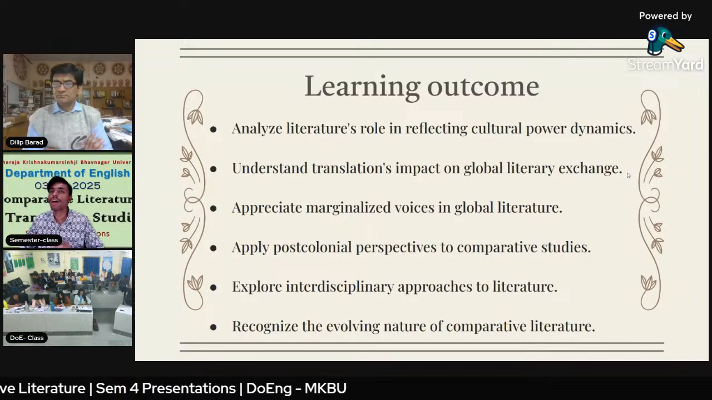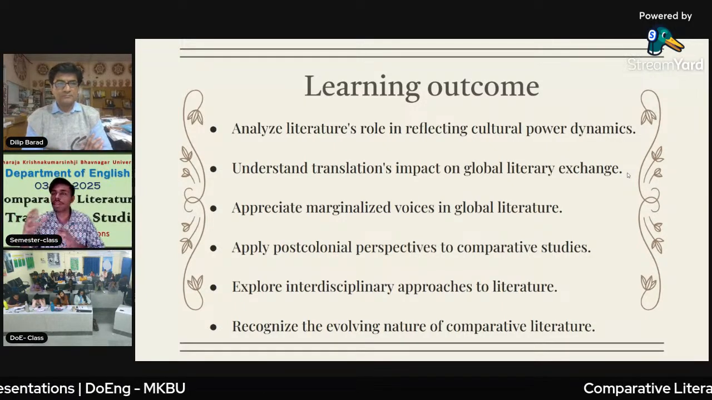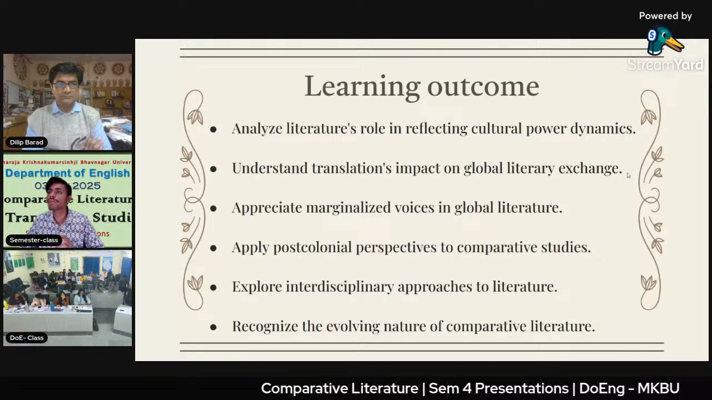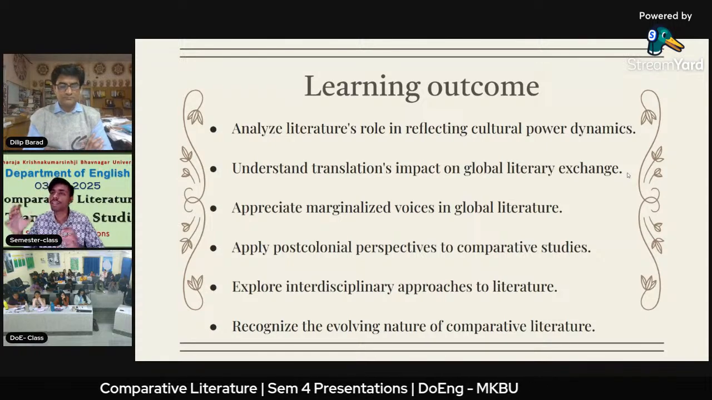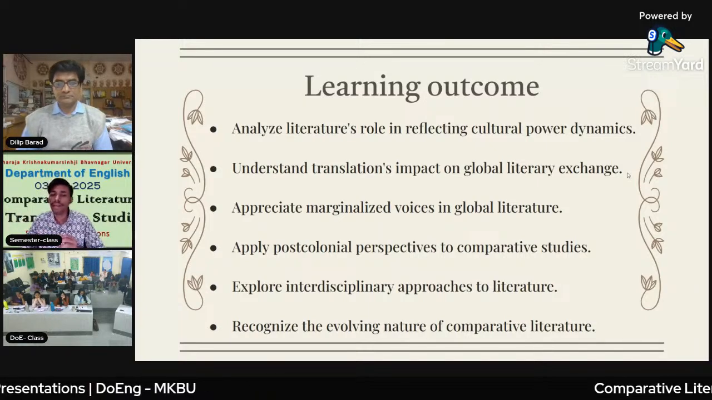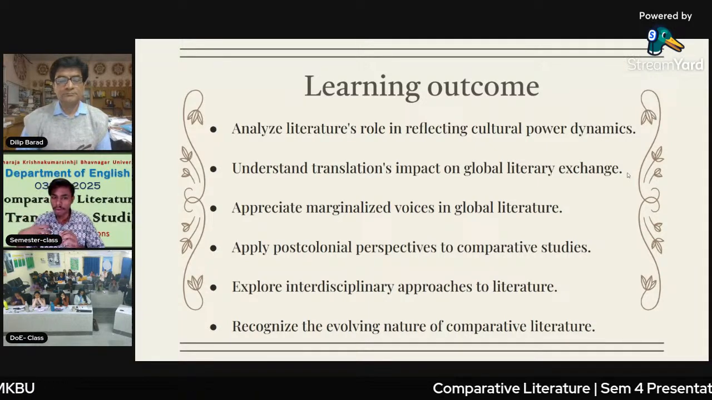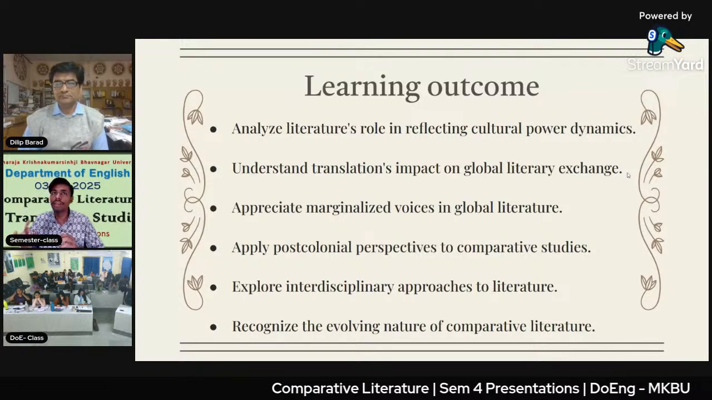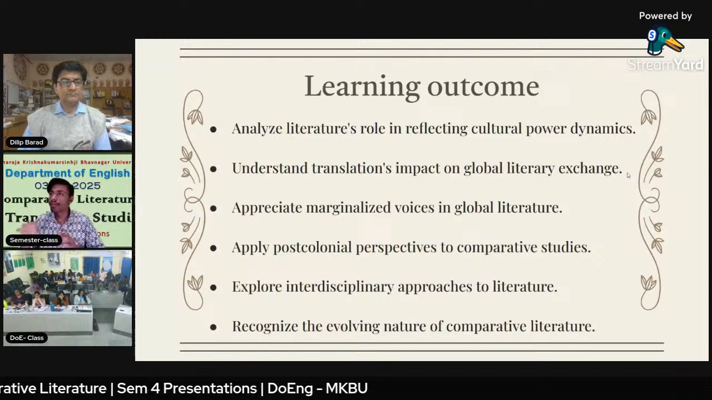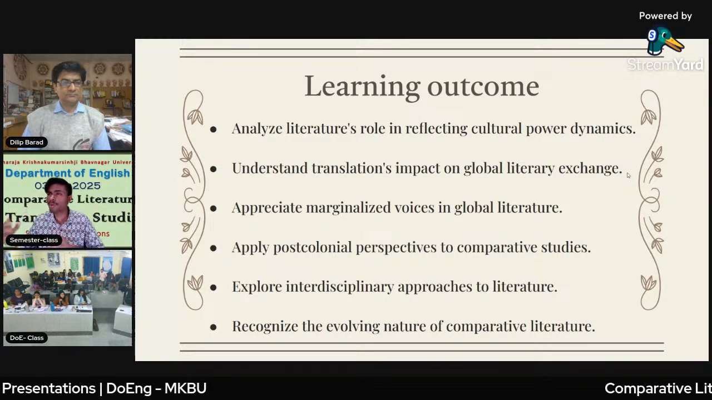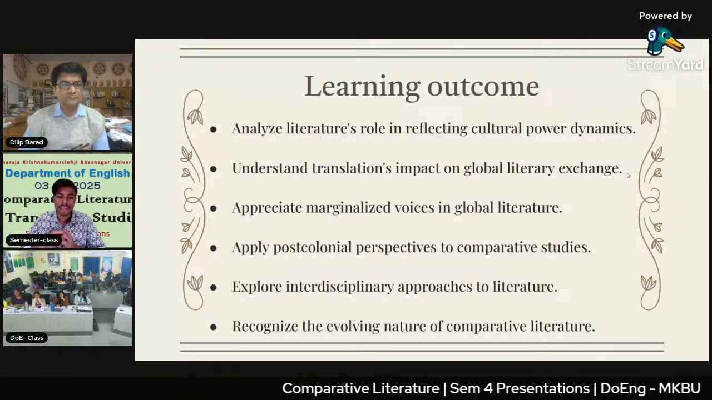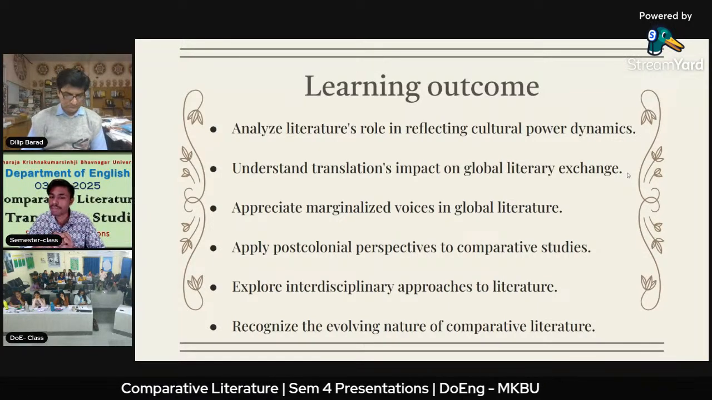Also, we find out that a lot of writers and authors are mentioning the literature, how they understand it, how they're suggesting their point of view as well, applying the post-colonial perspective to comparative study. As I understand about this, mostly we are not talking about post-colonial things, but when we come to know about comparative literature, then we also connect with the post-colonial, and explore the interdisciplinary approach to literature.